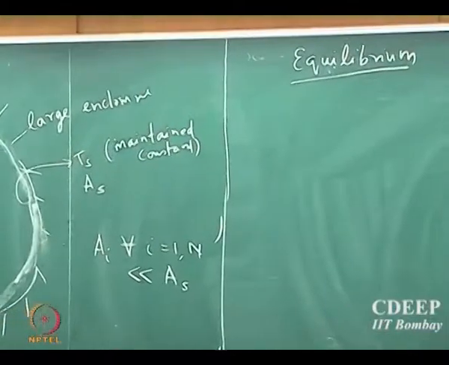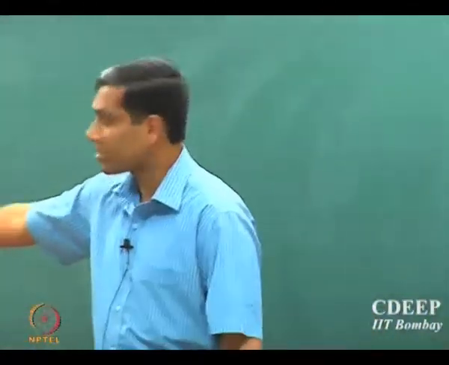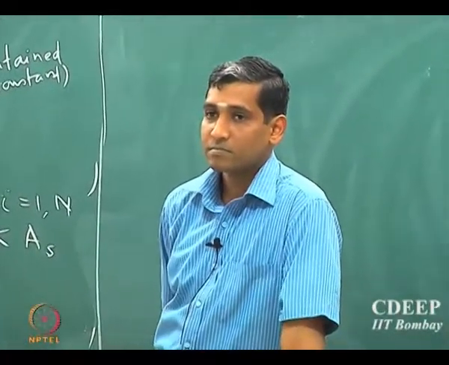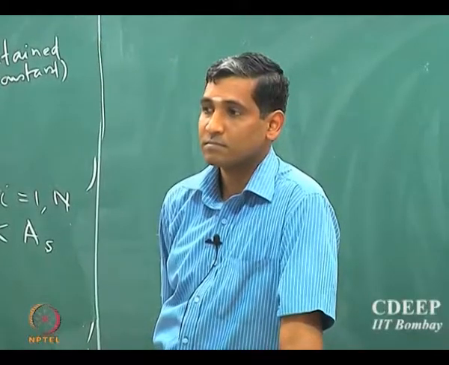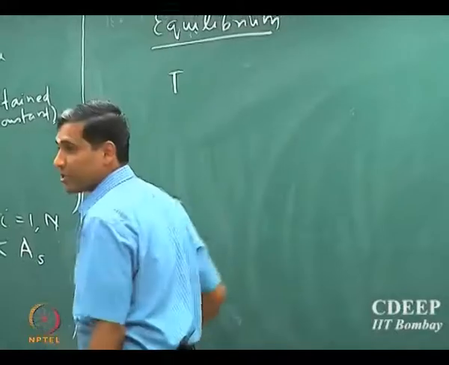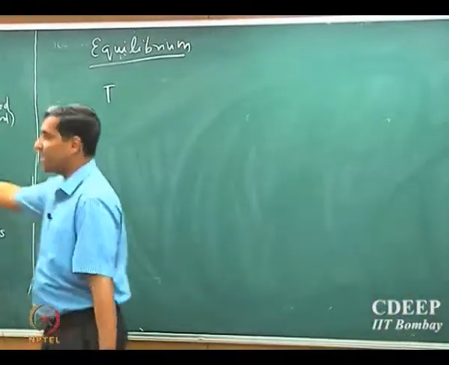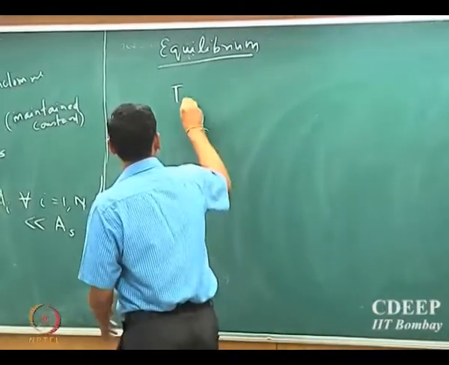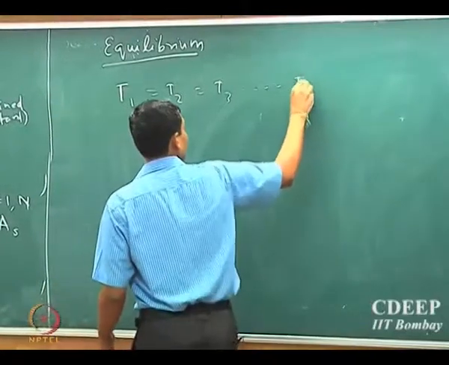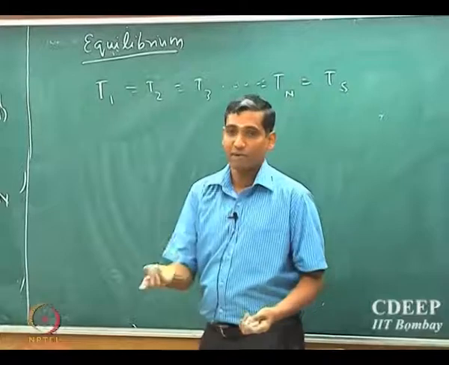So at a long time, if the system achieves an equilibrium, what will be the temperatures of the small objects inside? What will be the temperature? It will be Ts, right? Because the only temperature which can be maintained is Ts, and so T1, T2, T3, etc. will be equal to the temperature of the surface at equilibrium.